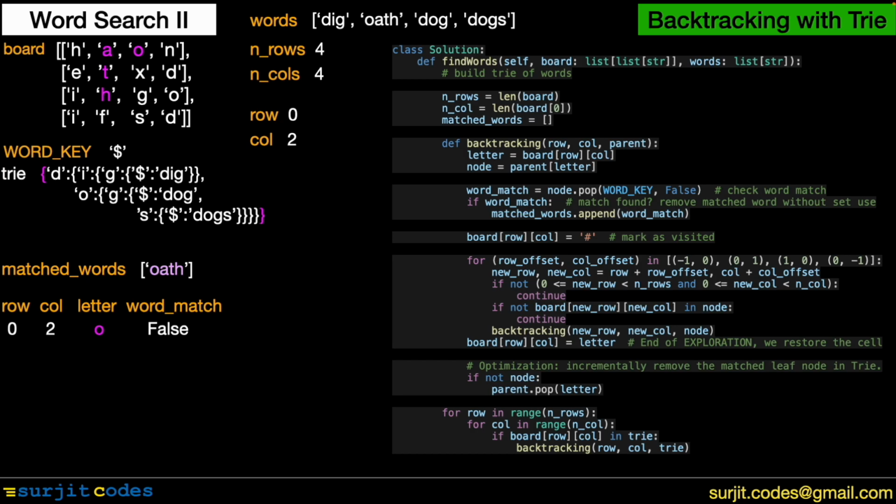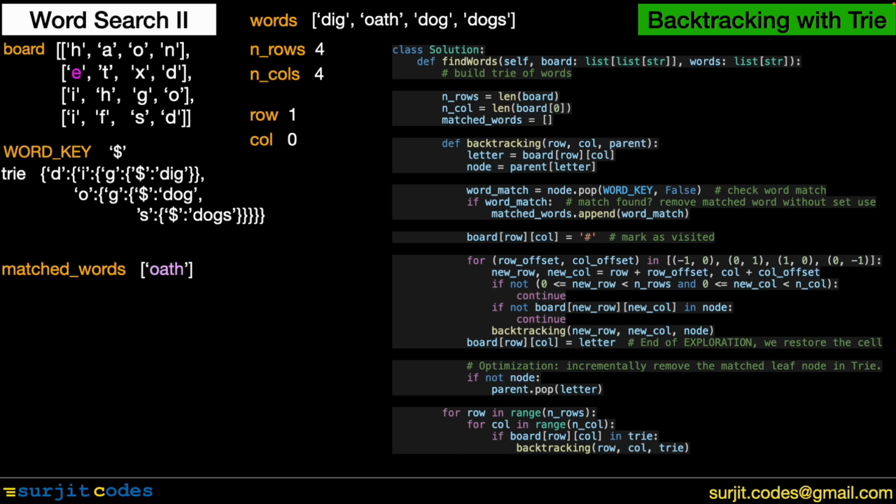This way we have removed word oath from trie along with all its prefixes as they do not belong to any other word. This optimization will save time in future processing. Remember, duplicity is not allowed in the output list matched words. All calls of backtracking are over and we go back to the main function. Loop over row column will continue.